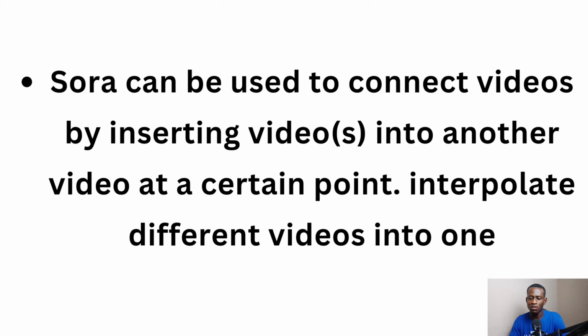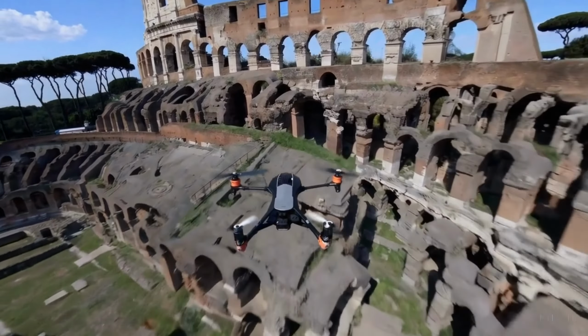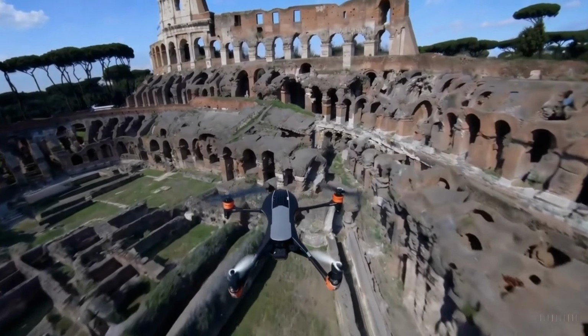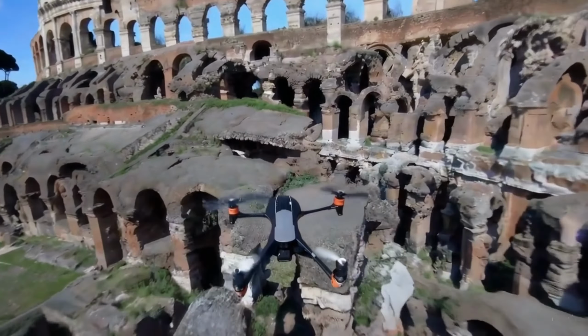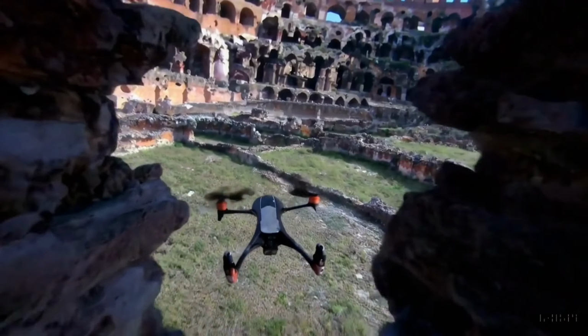Sora can be used to connect videos by inserting videos into another video at a certain point. What this means is, you could see there are two videos here, one with this drone and the other with a butterfly. When you pass these two videos as inputs into Sora, it can connect them together and generate one video, and you really would not know that the video was connected using Sora. So you could see that butterfly now, the change that happened there.